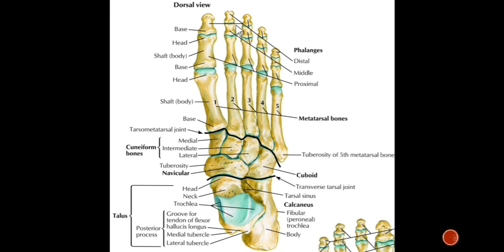Three phalanges for each finger and two phalanges for the big toe, the proximal and distal. These are proximal, middle, and distal for each finger. So you can have a good insight from this picture about the dorsal view of the bones of the foot. Thank you very much.